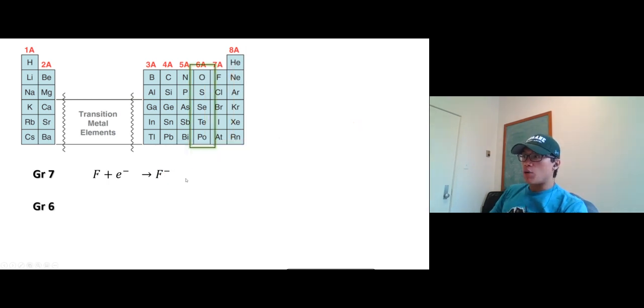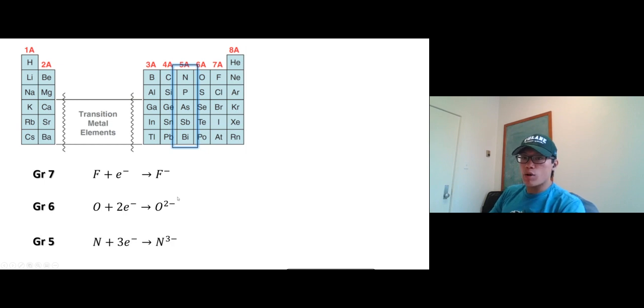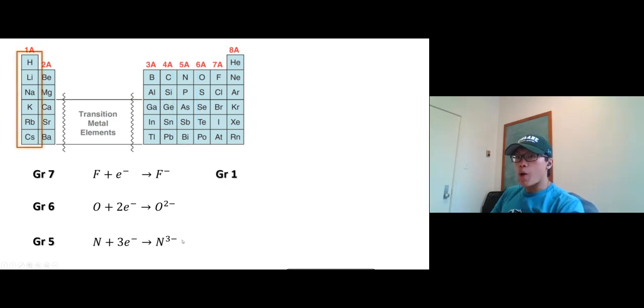Now let's go to group 6. Group 6 has 6 valence electrons, so 2 more are needed to become an octet. Oxygen, sulfur, selenium, tellurium, and polonium usually gain 2 electrons and become an octet. So the regular oxidation number of oxygen, or group 6, is -2, because they gain 2 electrons. Group 5 has 5 valence electrons, so 3 more are needed to become an octet. Nitrogen, phosphorus, arsenic, antimony, and bismuth tend to gain 3 electrons and become nitride, phosphide, and so on.